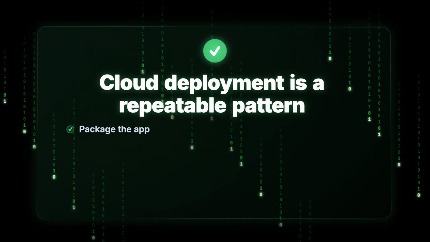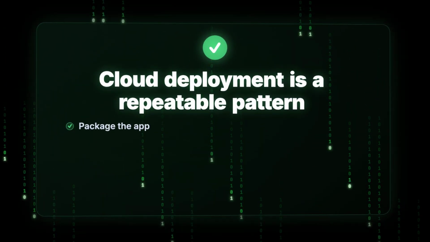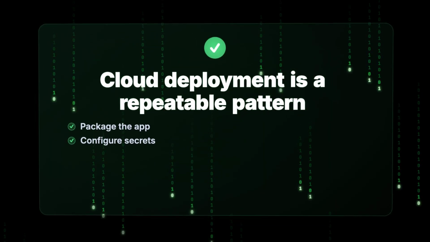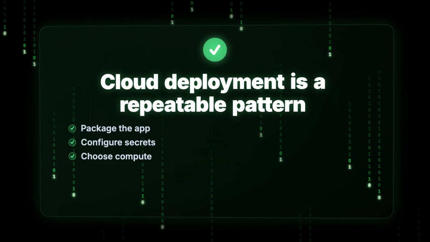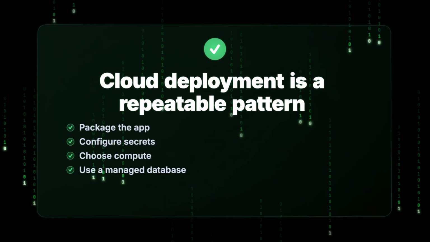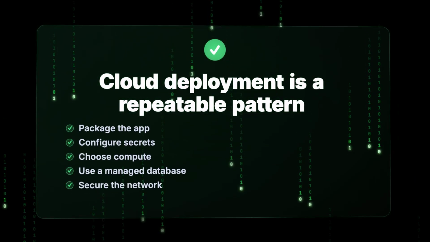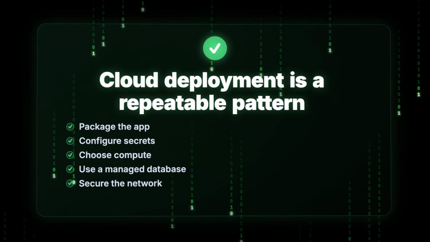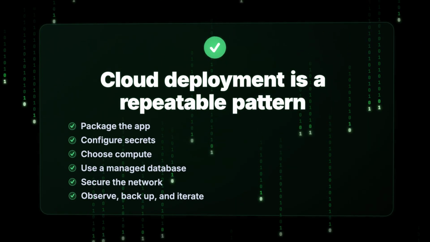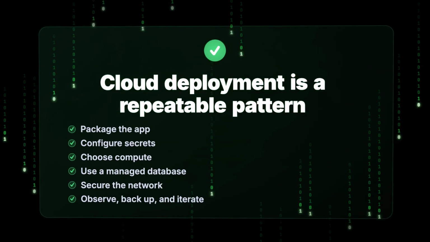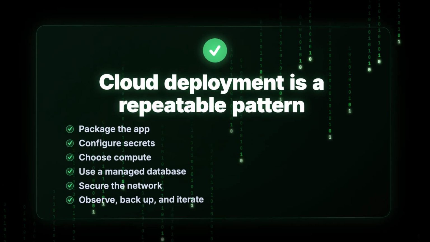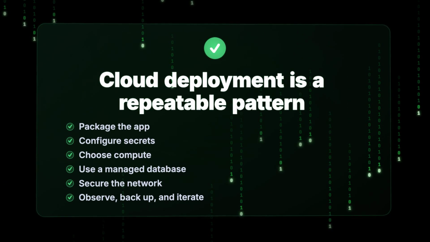You now have the cloud mental model. Package the app, configure secrets, choose a compute option, use a managed database, secure network access, observe logs and metrics, back up data and practice recovery. AWS, Azure, Google Cloud, and smaller providers give you different product names and trade-offs, but this deployment pattern transfers everywhere. Start simple, build one real project, and deepen complexity only when the application earns it.